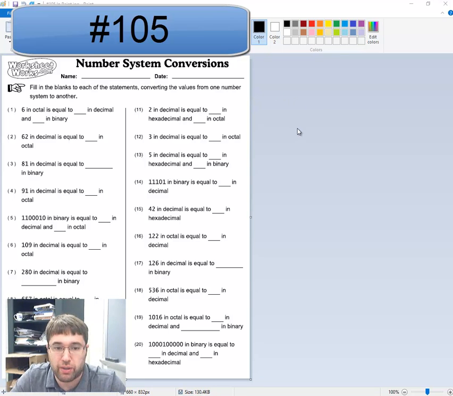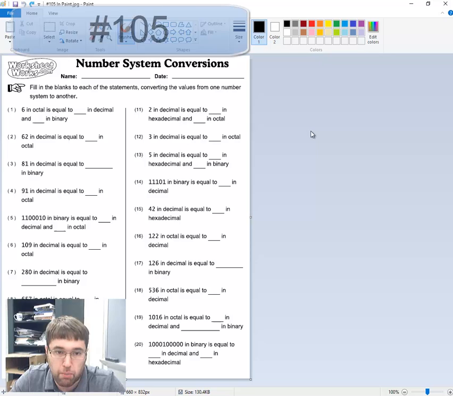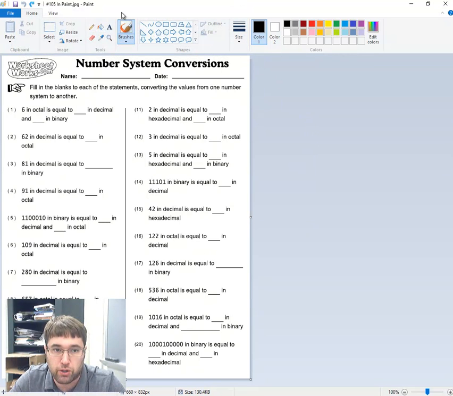Hello class, today what we're going to be doing is going over hashtag 105. This is number system conversions. First thing you want to do is download it.